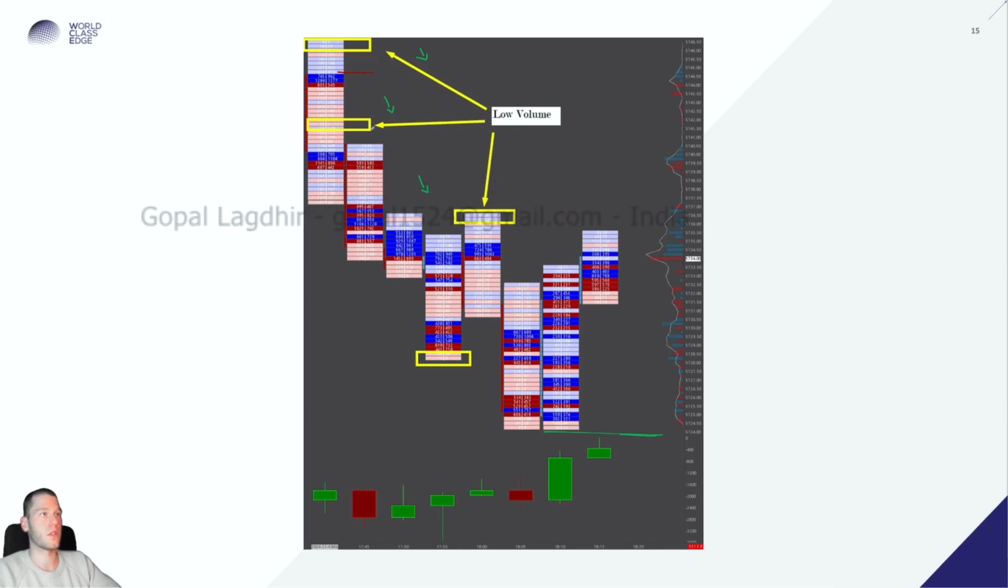So the yellow areas are the ones where you scale in, and in the footprint that we had previously, the high volume areas are the ones where you protect your position, or if there would be a high volume area, you also take profits before that, so before the high volume area is reached.